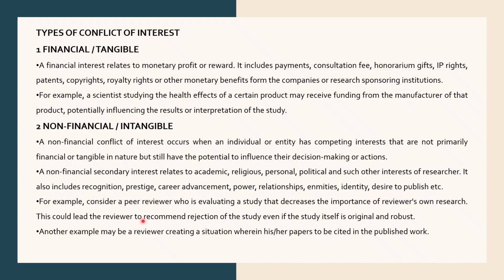For example, consider a peer reviewer who is evaluating a study that decreases the importance of the reviewer's own research. So this could lead the reviewer to recommend rejection of the study even if the study itself is original or robust. Another example may be a reviewer creating a situation wherein his or her papers are to be cited in the published work.